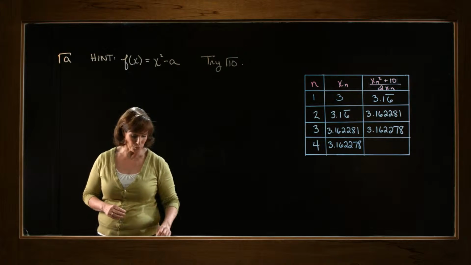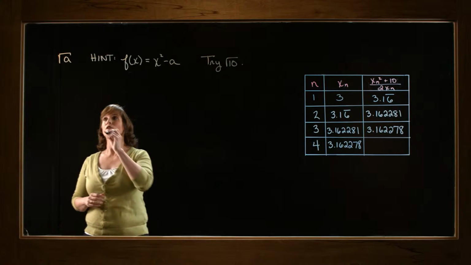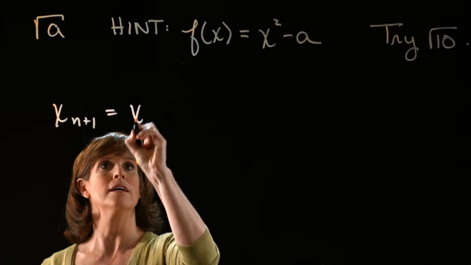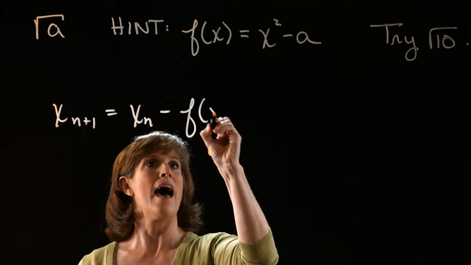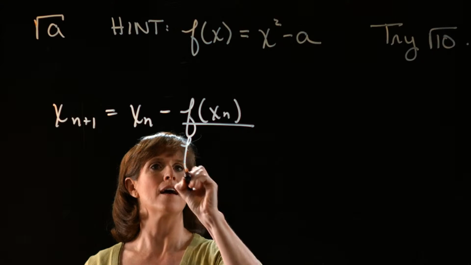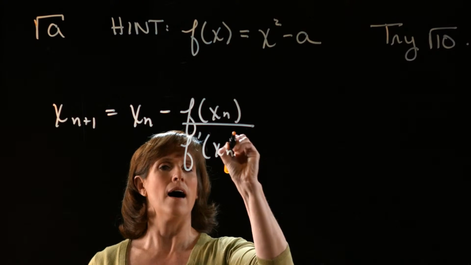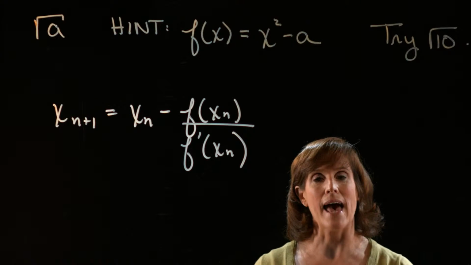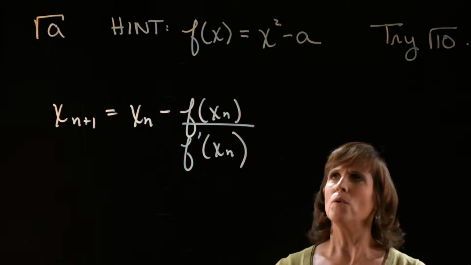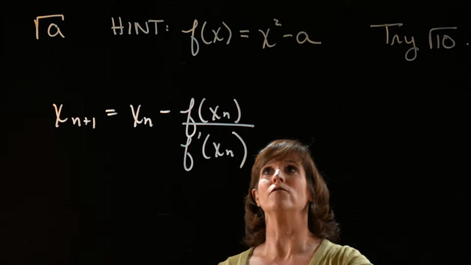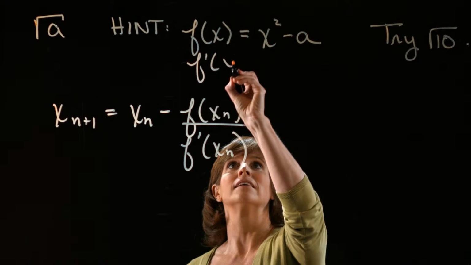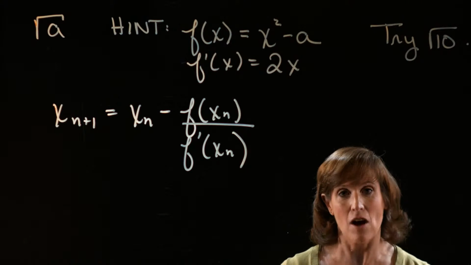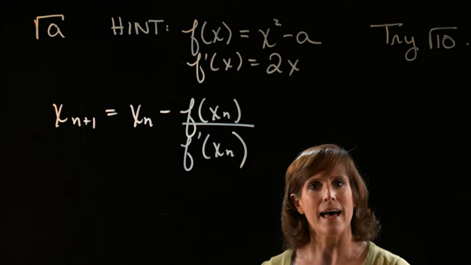Okay, so first we need a rule. So we're going to look at Newton's method. Newton's method says we need to look at x of n plus 1 and set that equal to x of n minus f of x of n all over f prime of x of n. Now, I know what my function is. It's x squared minus a, but I'm missing that derivative. Well, that's a fairly easy thing to do because the derivative here, f prime of x, is simply 2x because the derivative of any constant is going to be 0. So let's plug that in.